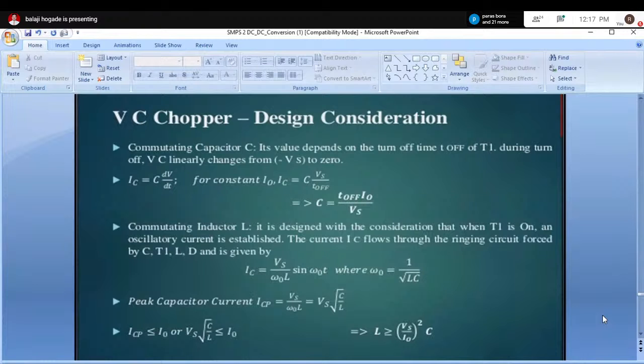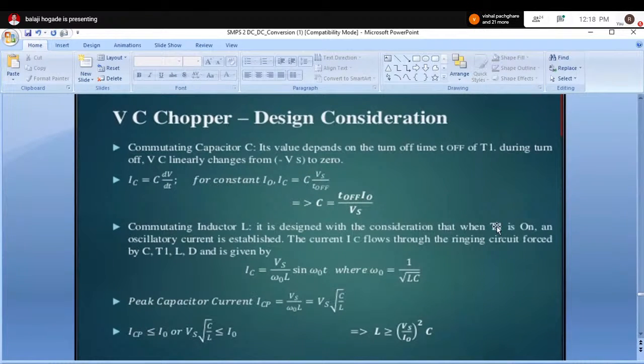These are the designing steps. Finally, you need to remember this formula of the capacitor. How to find out the value of the capacitor? It is equal to T_off times I0 by Vs, where T_off is the circuit turn off time. It should be the SCR turn off time, and load current or input current both are the same here. You can use load current and the source voltage.